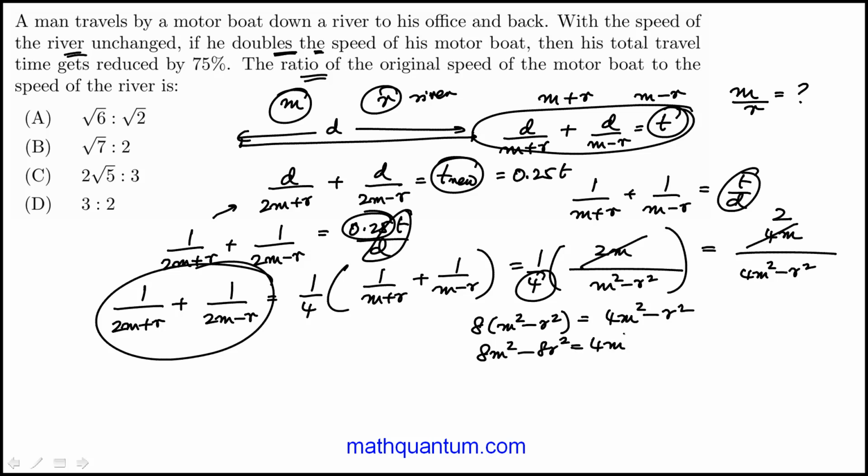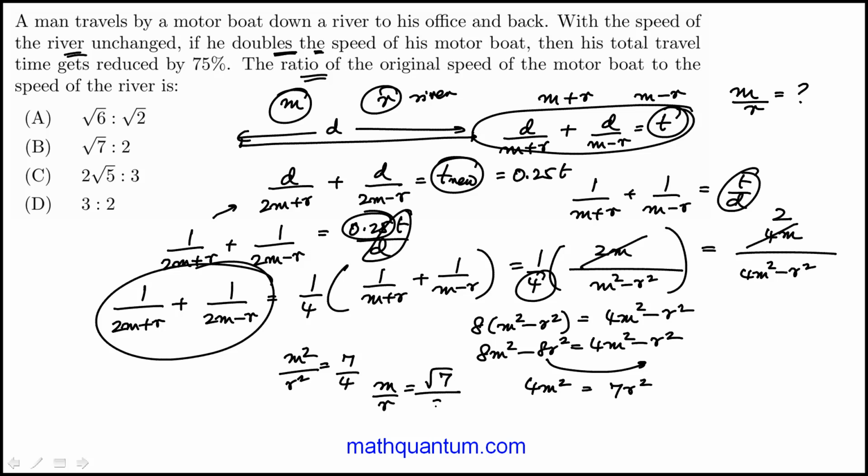Equal to 4M squared minus R squared. That one moves here, becomes 7R squared, and I subtract 4M squared. So that's 4M squared. M squared over R squared is 7 over 4. And then I take the square root. Everything I'm looking at is positive. So the square root of 7 over 2, because the square root of 4 is 2. That's the answer, which happens to be here, which means that I've likely got the right answer. So the answer is B.